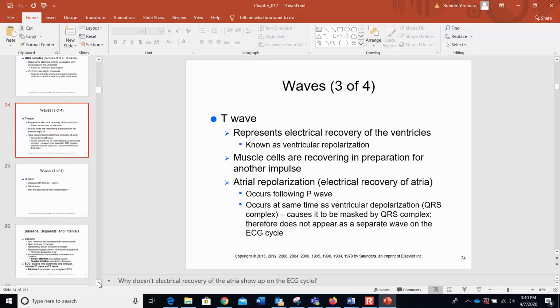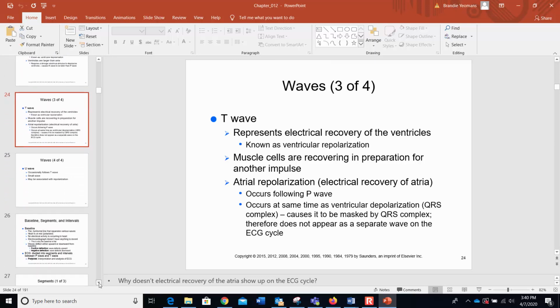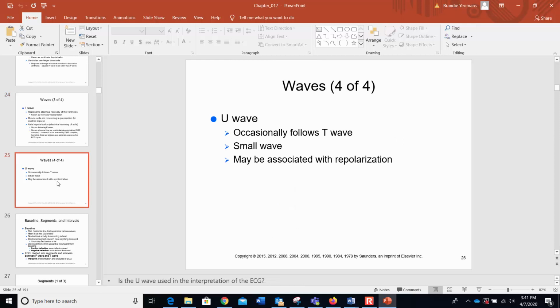Okay, now we get the T wave. So P, Q, R, S, and now T. And this is representing that electrical recovery phase of the ventricles that we call ventricular repolarization. So we had the two depolarizations. Now we're at the repolarization at the T wave. So what's going on here are those muscle cells recovering, and they're preparing for that next impulse that's going to happen. So you're going to see it start all over again because you're going to have another P wave. So then this continues to happen every time that the heart pumps.